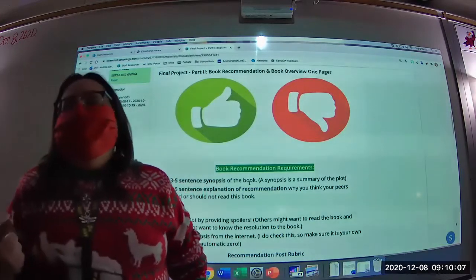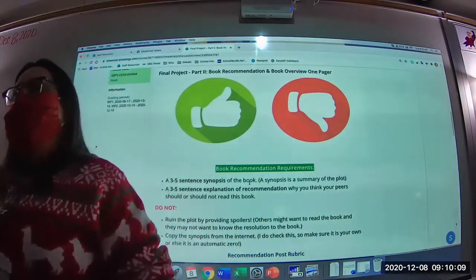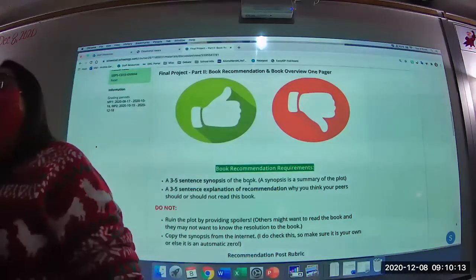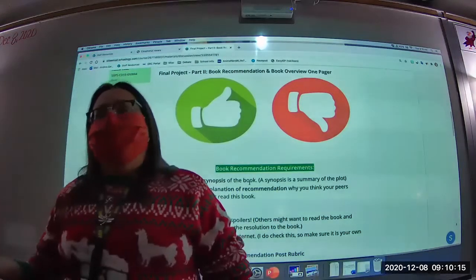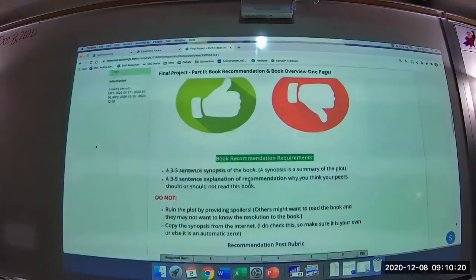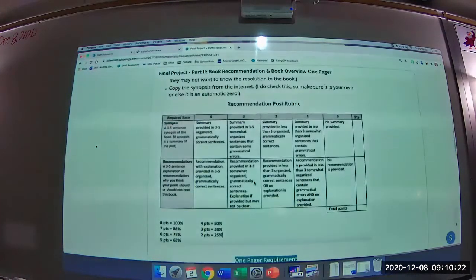Things like "transcend" or "this character transcends the epitome." No, right? That's not how you talk, nor is it how you write, okay? So make sure you're not doing that. That is an automatic 0. Here is the rubric for it. It's pretty simple, okay?